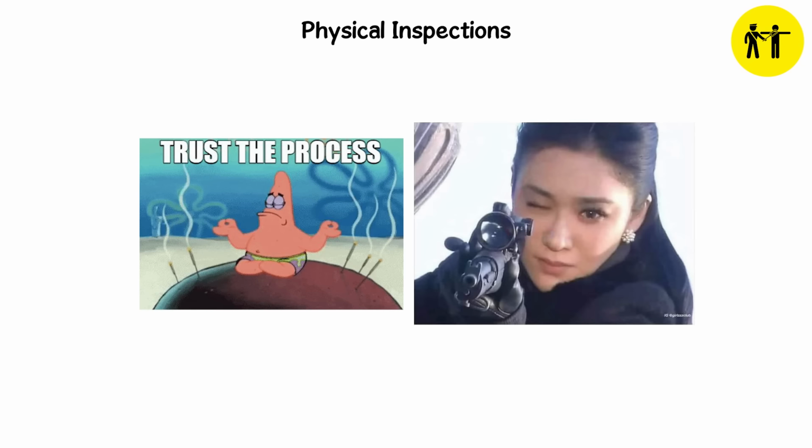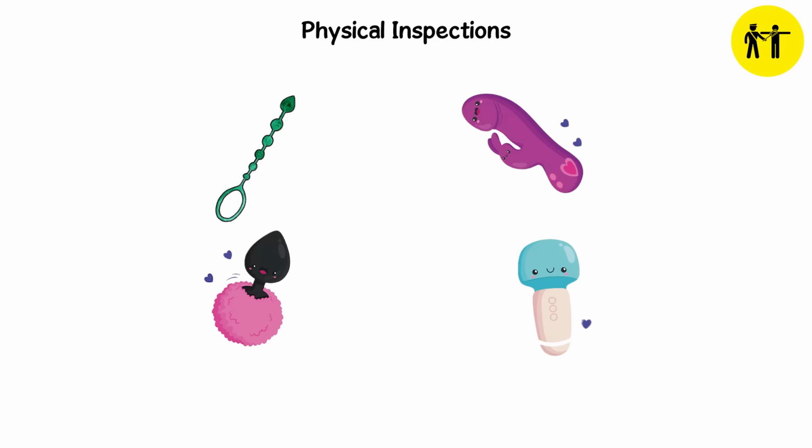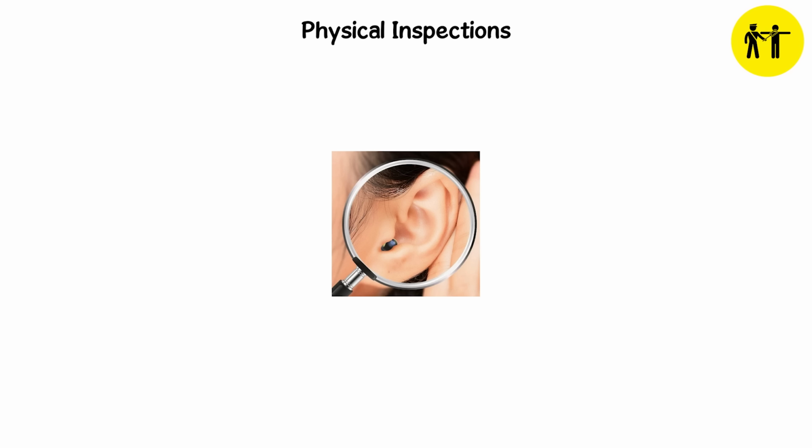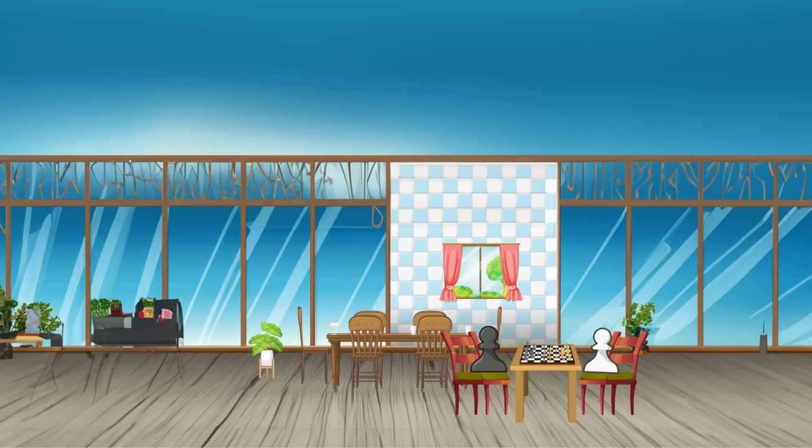This process aims to ensure no unauthorized devices are present that could assist in cheating, such as hidden communication tools or electronic gadgets.